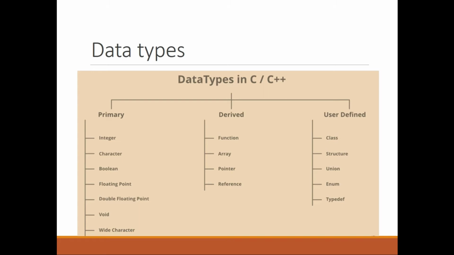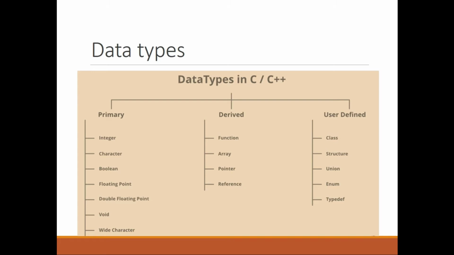There are more data types, and there are categories too. If you take any data types in C or C++, we have them as primary, derived, and user defined. Primary data types are the basic data types. For example, you have integer, character, boolean, float, double. All those are primary or basic data types.